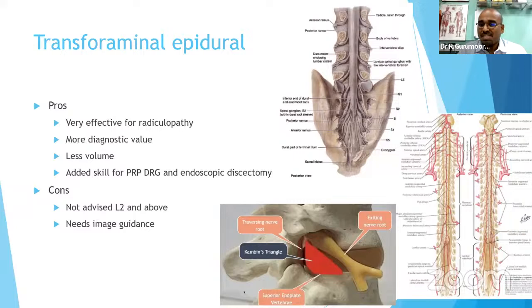For example, if I'm injecting subpedicular, the patient has radiculopathy here, I had to inject from down and push the drug up. So that was another advantage of Cambin's triangle. The advantage is we don't have any vessels there, in the lower one third. Second, we inject exactly at the pathology site, so you need less volume and better action from the drugs. It's more theoretical, I will say, but I always say always try the best theoretical thing.